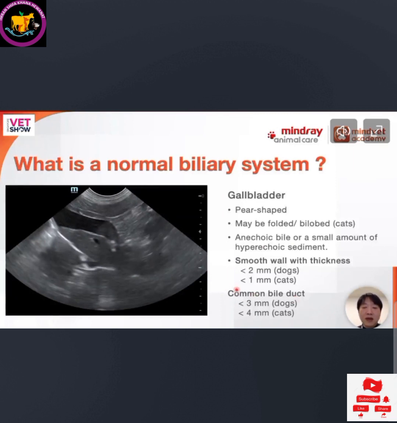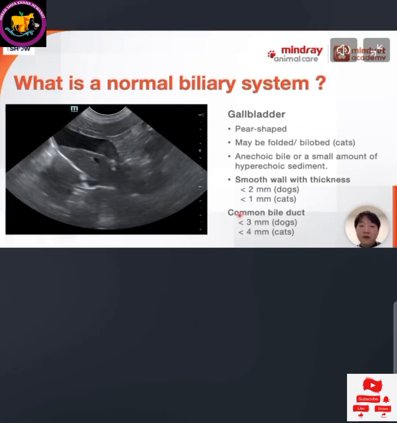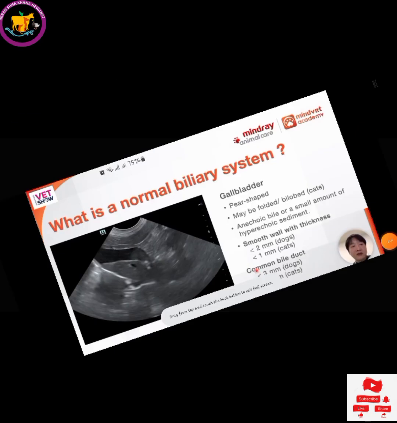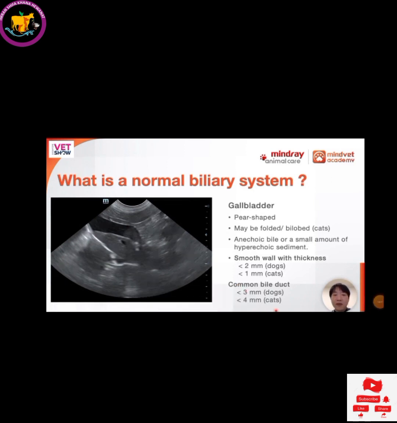The common bile duct opens directly into the duodenum at the major duodenal papilla and is separate from the main pancreatic duct in dogs. However, in cats, the pancreatic duct and common bile duct are fused prior to entering the duodenum. If visible, the common bile duct should be measured. The upper limit of normal inner diameter should be less than 3 mm in dogs and 4 mm in cats.